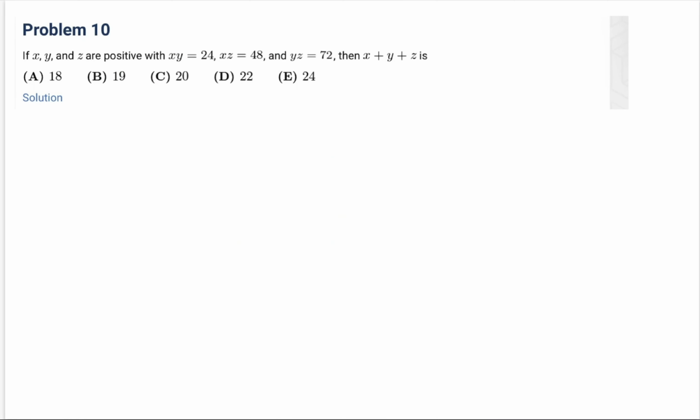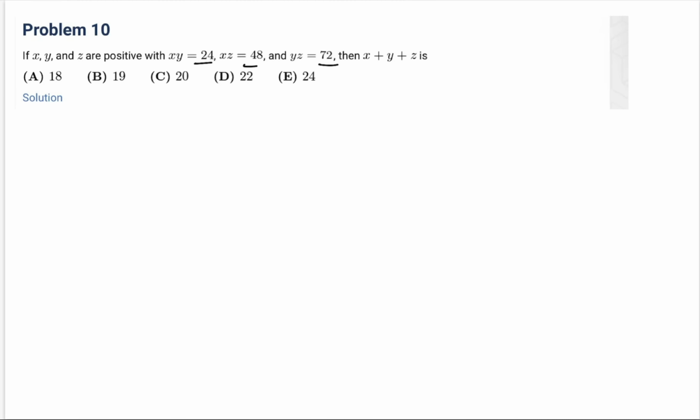Problem number 10. If x, y, and z are positive with xy equals 24, xz is 48, and yz is 72, then x plus y plus z is... So if we multiply all these, then x squared, y squared, z squared equals 24 times 48 times 72. No, we don't need this. From these three, we can just think about what x could be.